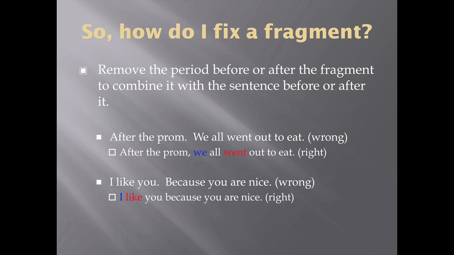So for example, if you have "After the prom, we all went out to eat," which is wrong, you can take "after the prom" and attach it to the sentence after it using a comma. And so then you get "After the prom, comma, we all went out to eat." Fine. Then if you say, "I like you, period, because you are nice," that doesn't work. But if you say, "I like you because you are nice," then that does work. And since you're attaching it to a sentence before, you don't need to use the comma. Again, we'll get into those comma usages in the next couple of screencasts.